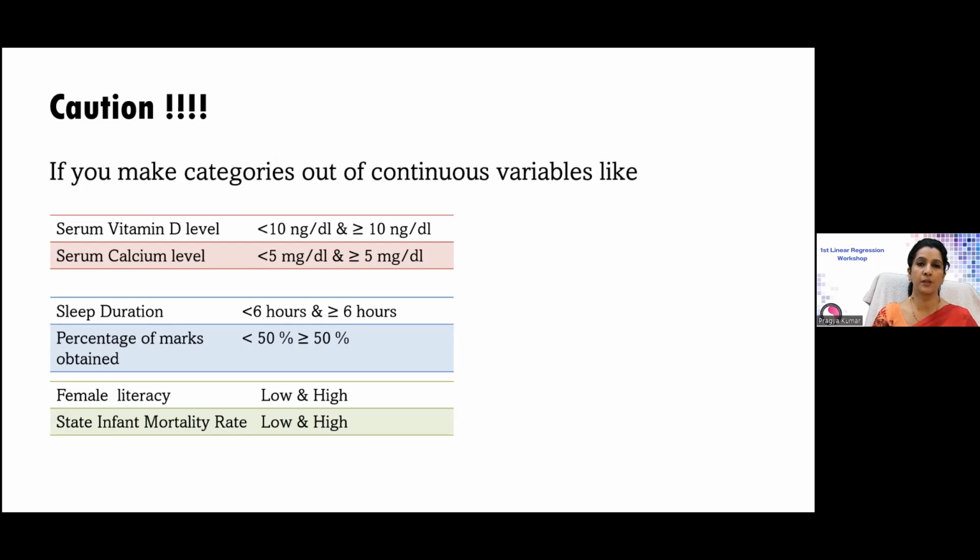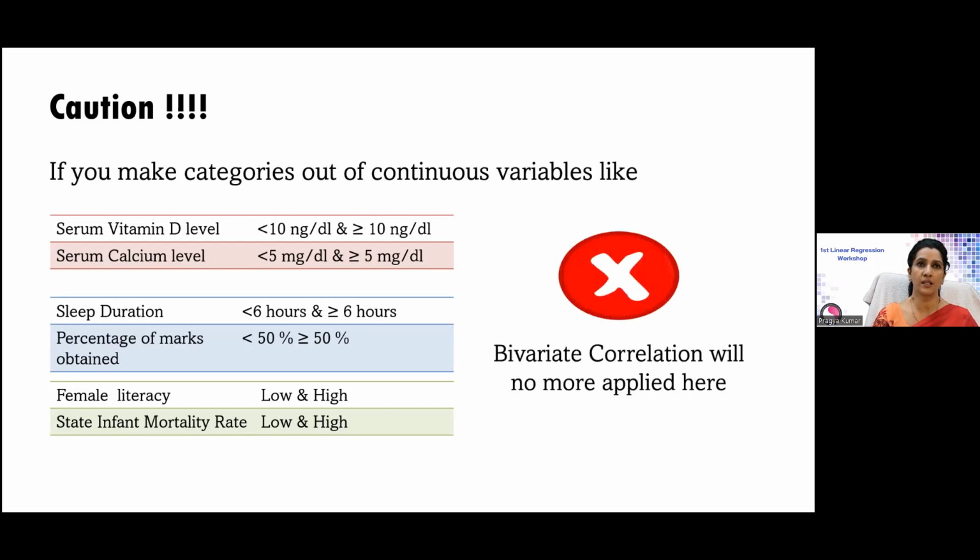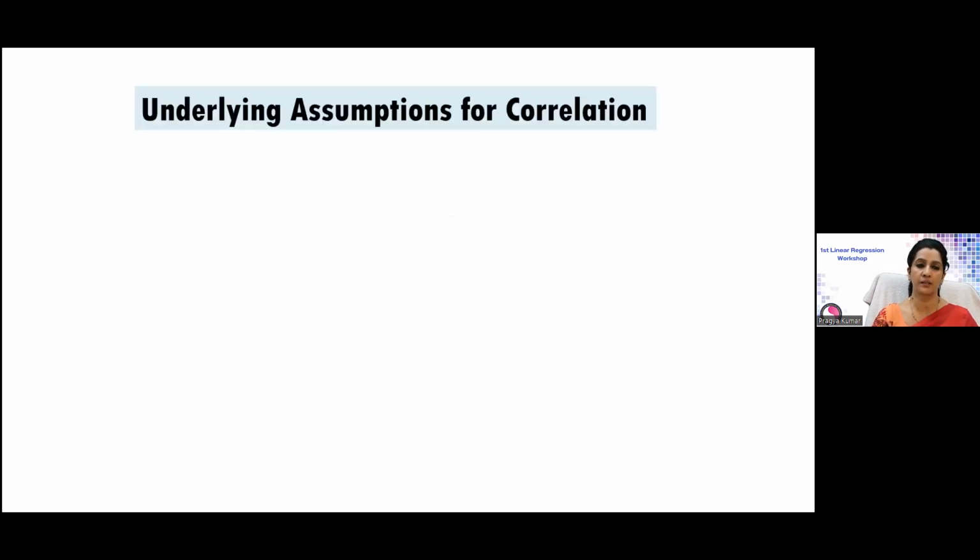Similarly, the sleep duration, if you are making it like less than 6 hours, more than 6 hours, and percentage of marks, again, you are categorizing each and every variable, then you cannot perform correlation. In that case, you will have to go with the contingency table and use the chi-square test.